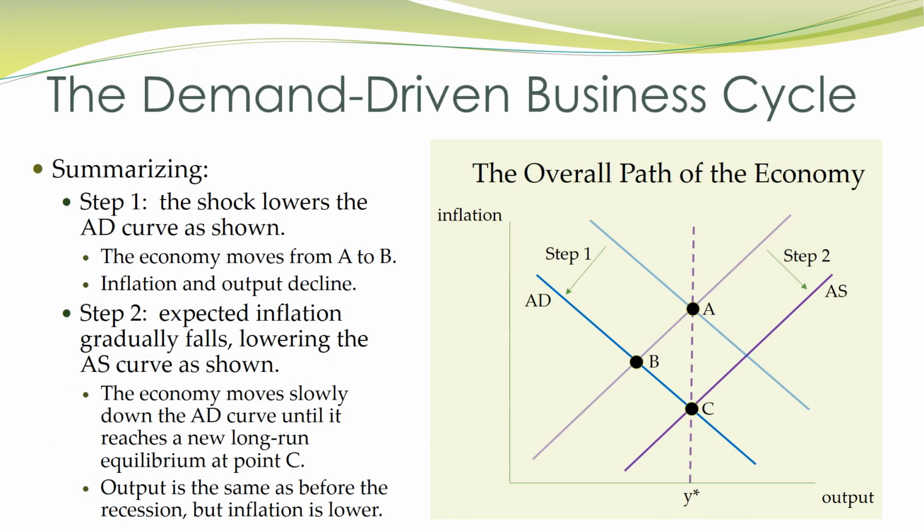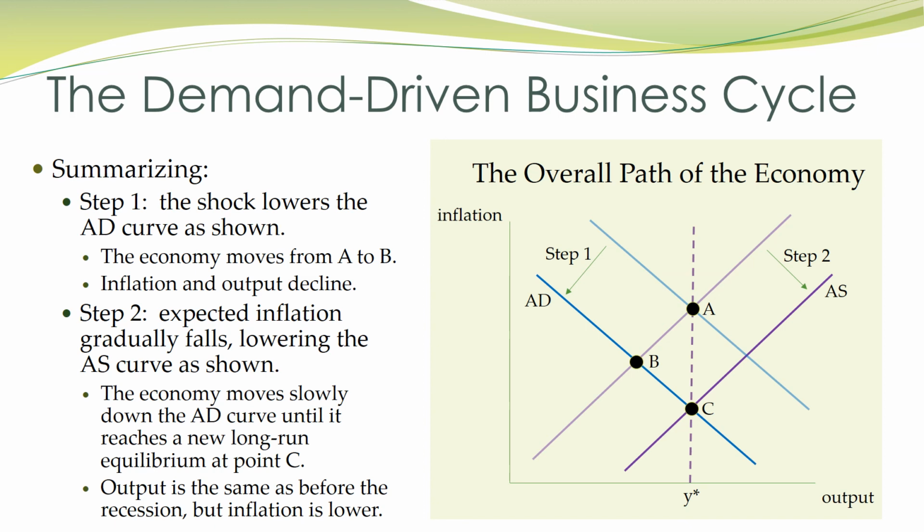Let's now take stock of what we've learned about a demand-driven recession. Initially, the economy is at point A, where output equals potential output. Then a demand shock hits that lowers the AD curve. The economy moves rather quickly from point A to point B. This means that both inflation and output decline. Consumers and firms then notice that inflation is lower than they expected. They lower their inflationary expectations, causing the AS curve gradually to fall until it intersects point C.